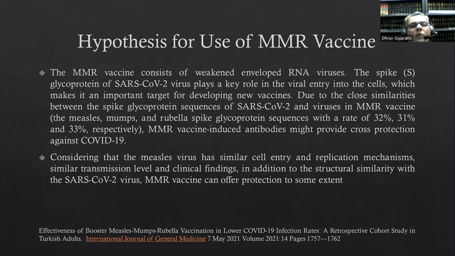The spike glycoprotein of SARS-CoV-2 plays a key role in the viral entry into cells, which makes it an important target for developing new vaccines. Due to close similarities between the spike glycoprotein sequences of SARS-CoV-2 and viruses of MMR, MMR-induced antibodies provide cross protection against COVID-19. This was the hypothesis and it proved to be true.